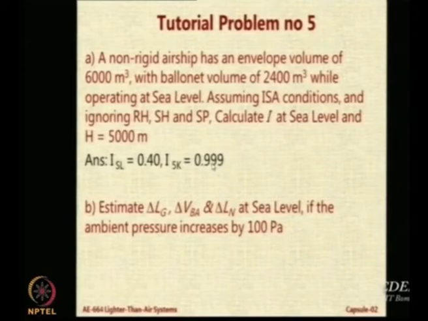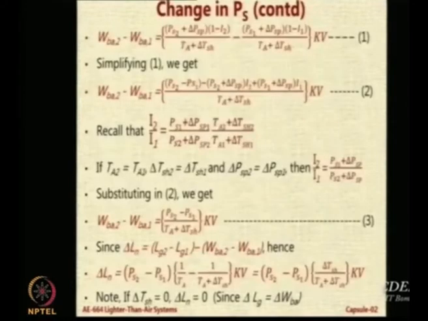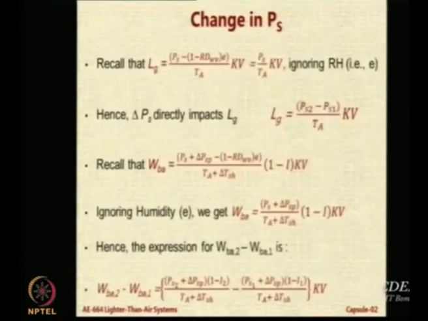Now delta VBA is what? Volume of the balloon air, not the weight. So you have to just get it from the density. Because it is ISA conditions, therefore density of air at ISA is 1.2256 kg per meter cube. So first calculate delta LG, then WBA, hence VBA, and then delta N, which is the net gross lift. So I will open the formula for you. You have to use these two expressions. First expression that you need to use is LG. So for LG, this is LG.